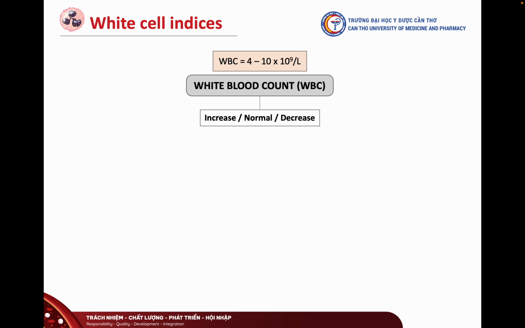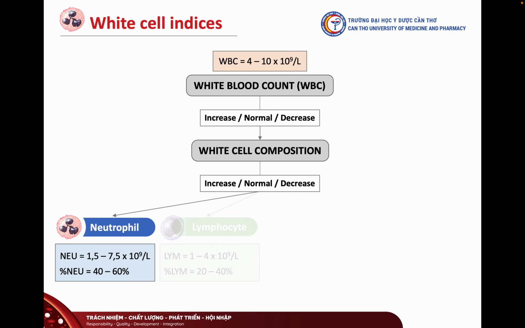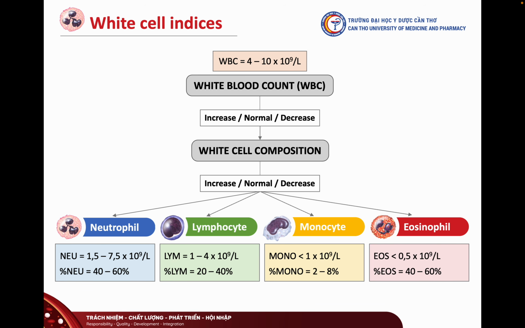After that, we look deeper at the differential count, which tells us the makeup of the white cell population. We focus on 4 main types in this lesson: neutrophils, lymphocytes, monocytes, and eosinophils. Each has a distinct function, and each responds differently depending on the clinical situation.